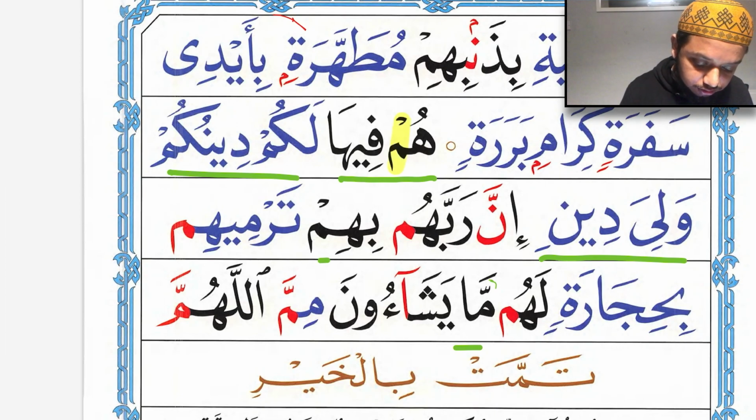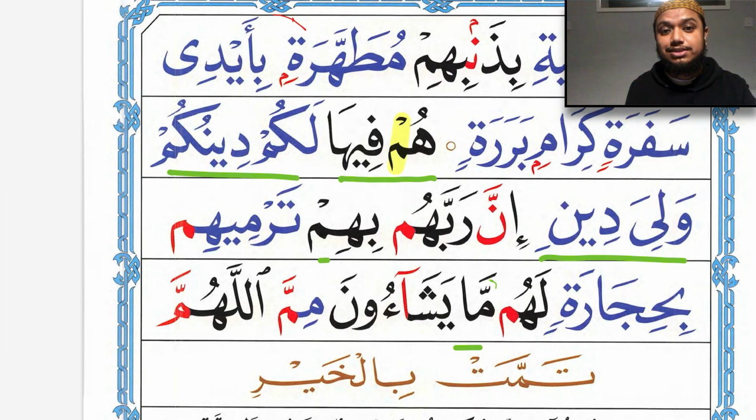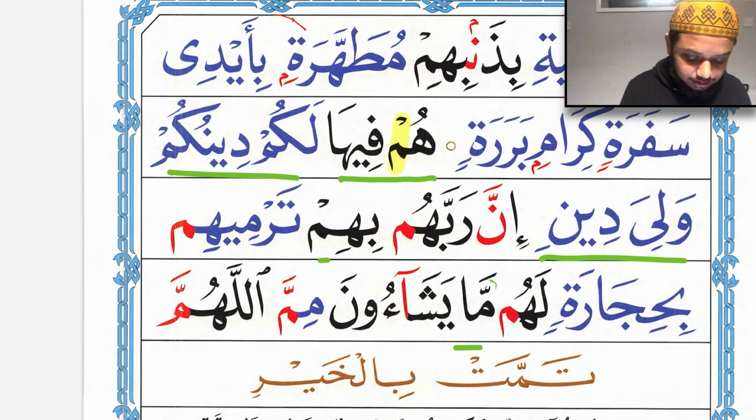We have a Mim Sukun here, so we must look at the next letter. Is it followed by a Ba? Are we going to do Ikhfa Shafawi? No. Is it followed by another Mim? Are we going to do Idgham? No, we're not. So we're just going to read it as it is and make the Mim clear. We're going to do Idhar. So you guessed it, this example will be read as hum fiha.